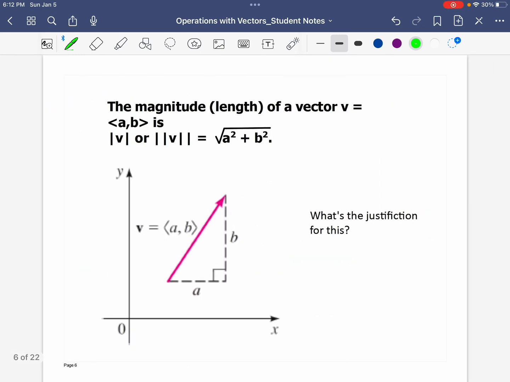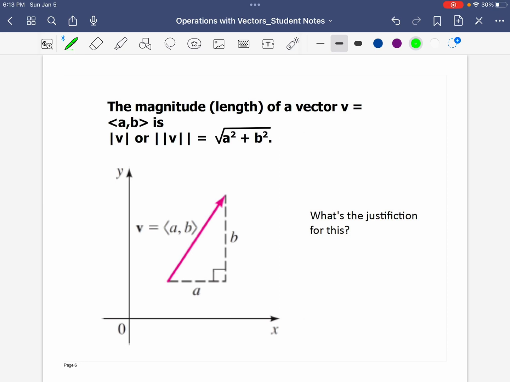All right, so now we're going to talk about magnitude. Magnitude is the length of a vector. So when we have something in component form, the A is the x displacement from initial to terminal. So you can imagine here this drawing of a triangle, right? A is how far we're displaced in the x direction, and B is how far we're displaced in the y direction. And so we could think of it as a right triangle and just use the Pythagorean theorem to solve for the length of the vector, which happens to be the hypotenuse of the right triangle.